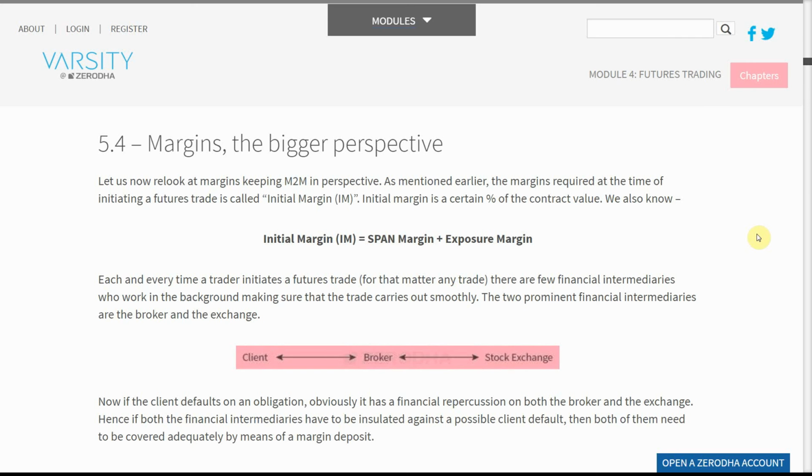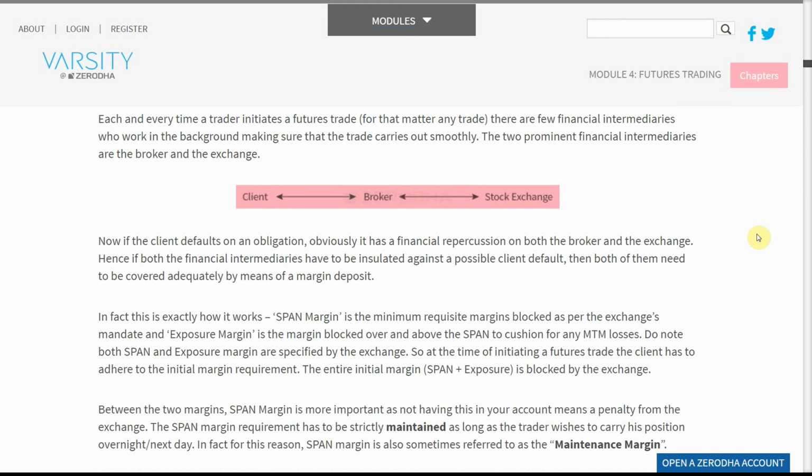Each and every time a trader initiates a futures trade, for that matter any trade, there are a few financial intermediaries who work in the background making sure that the trade carries out smoothly. The two prominent financial intermediaries are the broker and the exchange. Now, if the client defaults on an obligation, obviously it has a financial repercussion on both the broker and the exchange. Hence, if both the financial intermediaries have to be insulated against a possible client default, then both of them need to be covered adequately by means of a margin deposit. In fact, this is exactly how it works.